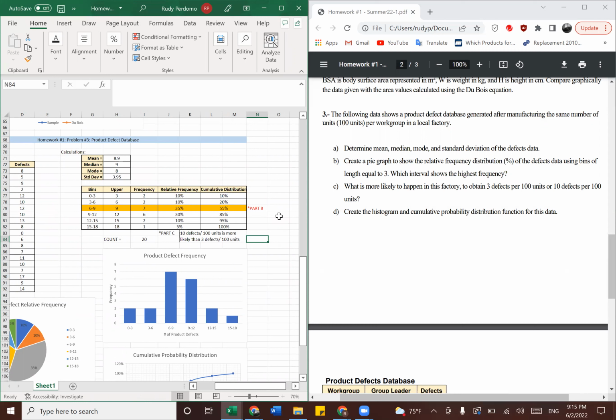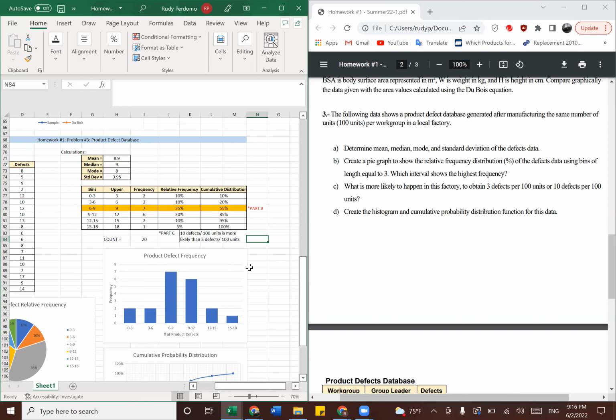Oh, okay, so for part B, it says which interval shows the highest frequency. So again, you see the relative frequencies. So 35% is the highest out of all these bins. So 6 to 9 shows the highest frequency. And that's for part B.